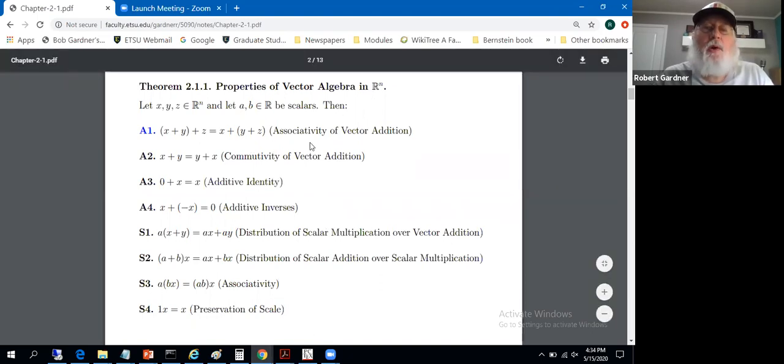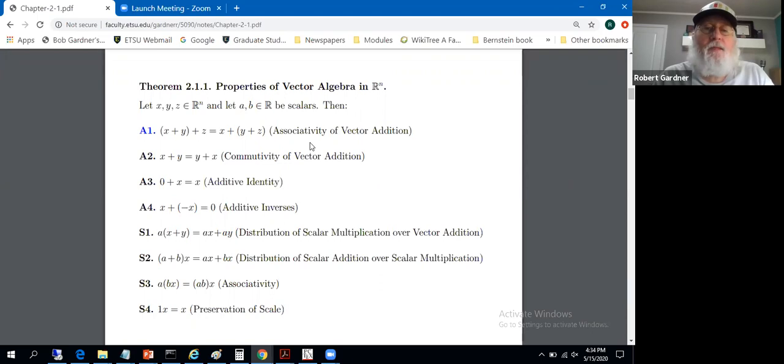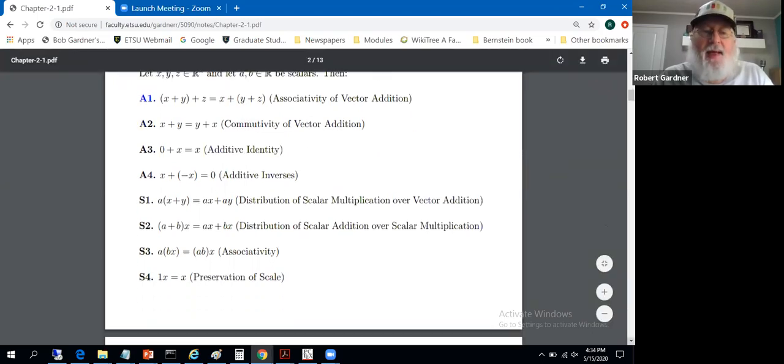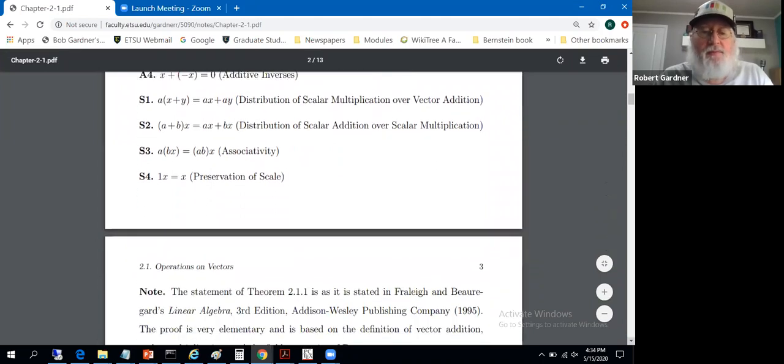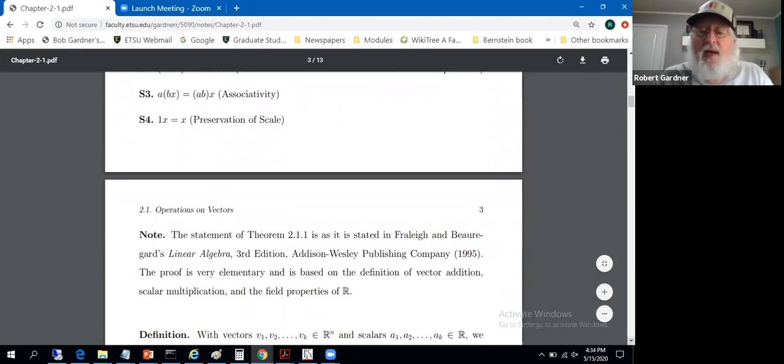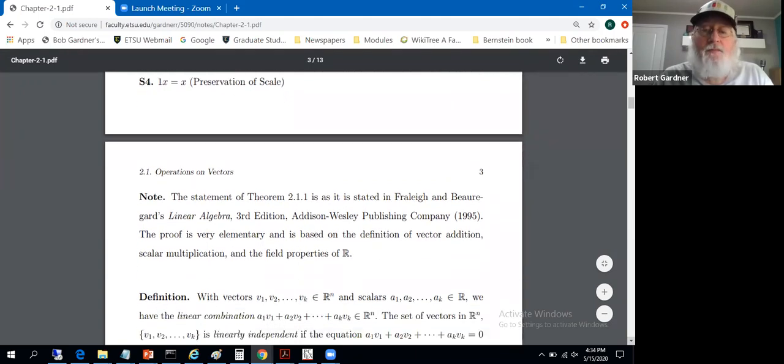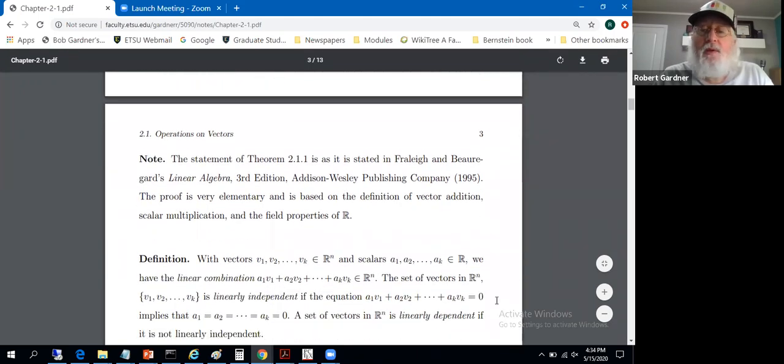So, hey, vectors in Rn satisfy all of these properties. That means that the space Rn is a vector space, based on properties of the reals.